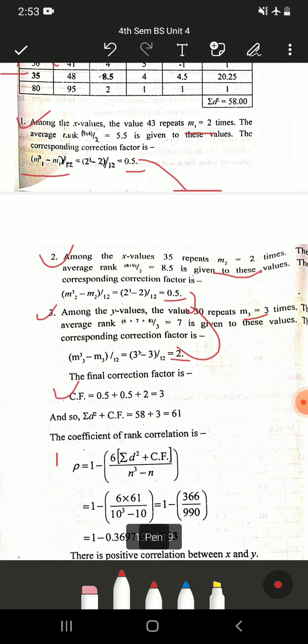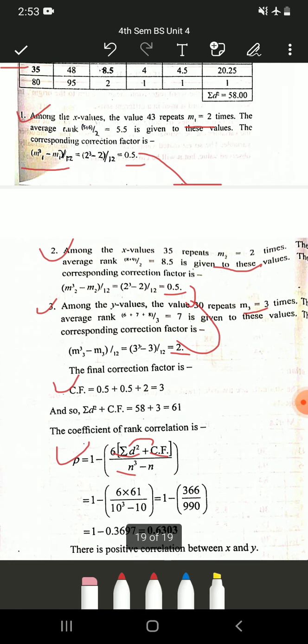Now we have to substitute in this formula. So 1 minus 6 into summation d square plus the correction factor. So 6 into, so 58 plus 3 is 61. So 58 is summation d square value and correction factor is 3. And we have n as 10. So 10 cube minus 10 is 990. So when you simplify, you get the coefficient of rank correlation, which is 0.6303. So we can say there is a positive correlation between x and y.